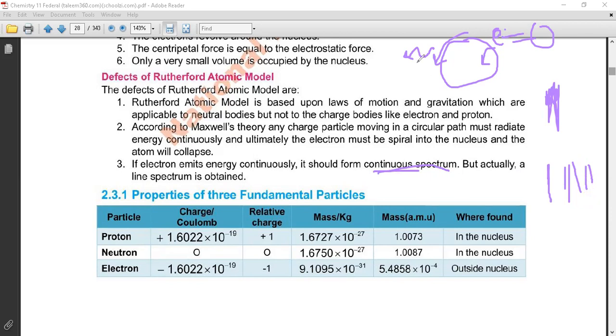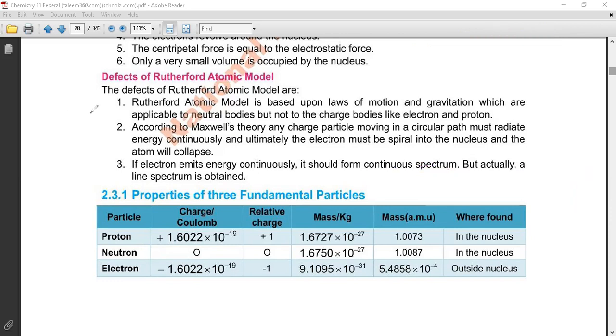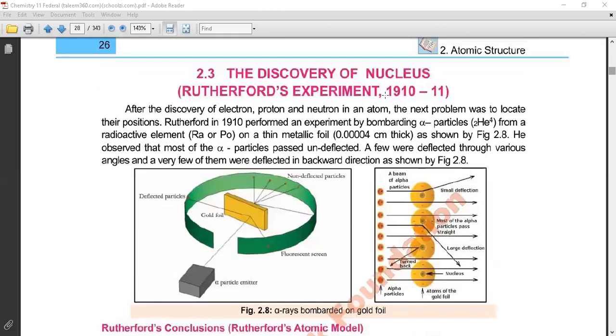Atoms have line spectra. So these were the defects, properties, and the experiment of Rutherford's model. I hope you all would have understood it.